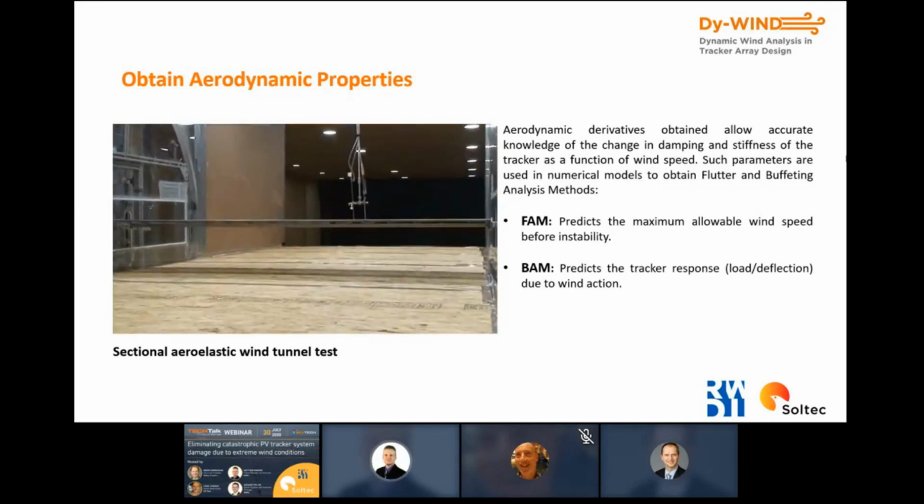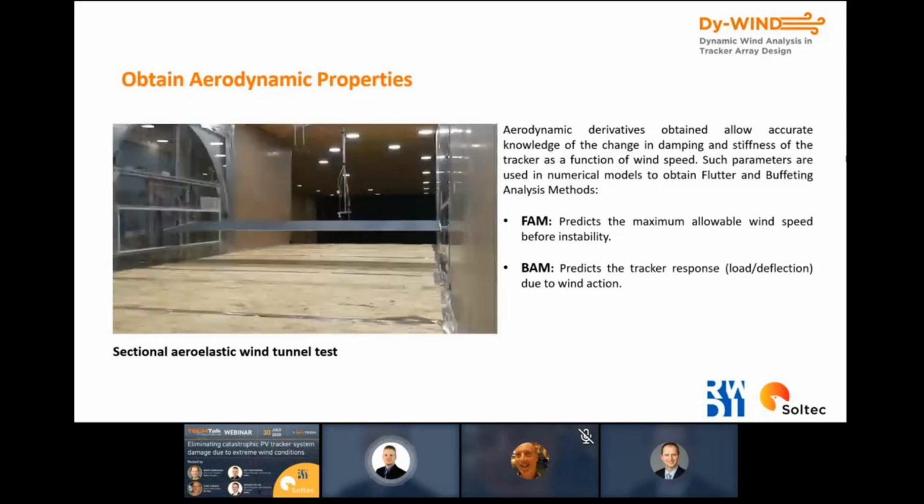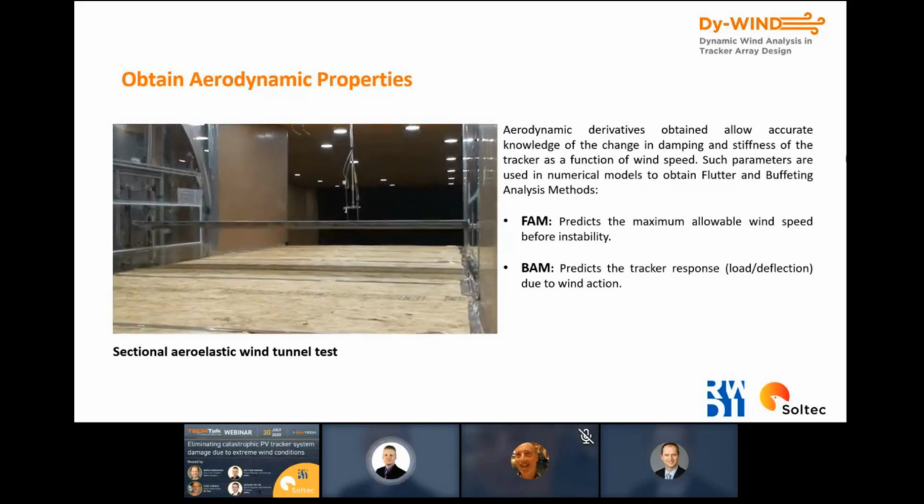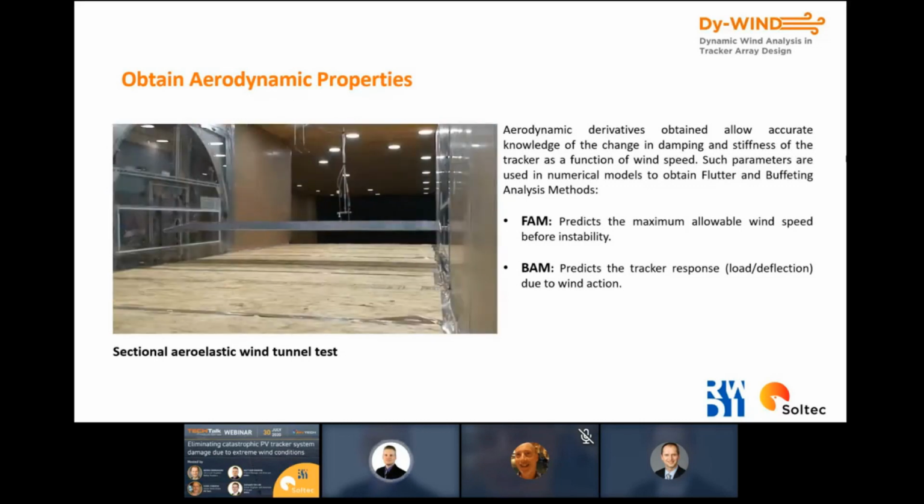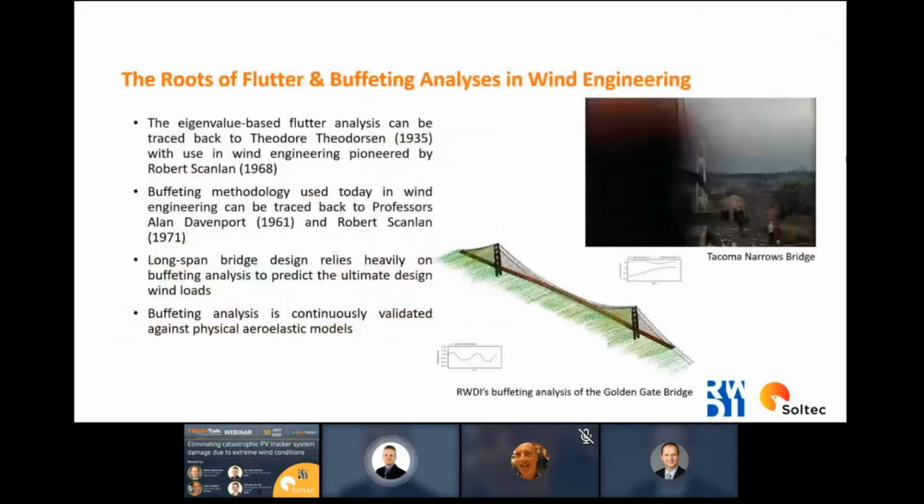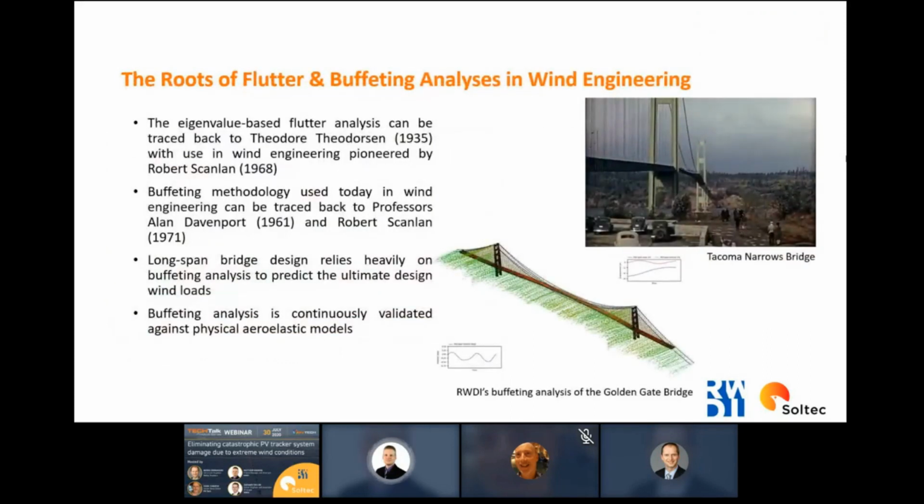And the first is what we call a flutter analysis method, or FAM. And this predicts when the total damping in the system crosses zero, so really the critical wind speed of an instability. The second is a buffeting analysis method, which predicts the response of the tracker. So whether it's torques or rotations, this is the method where we really can predict the design wind responses for design.